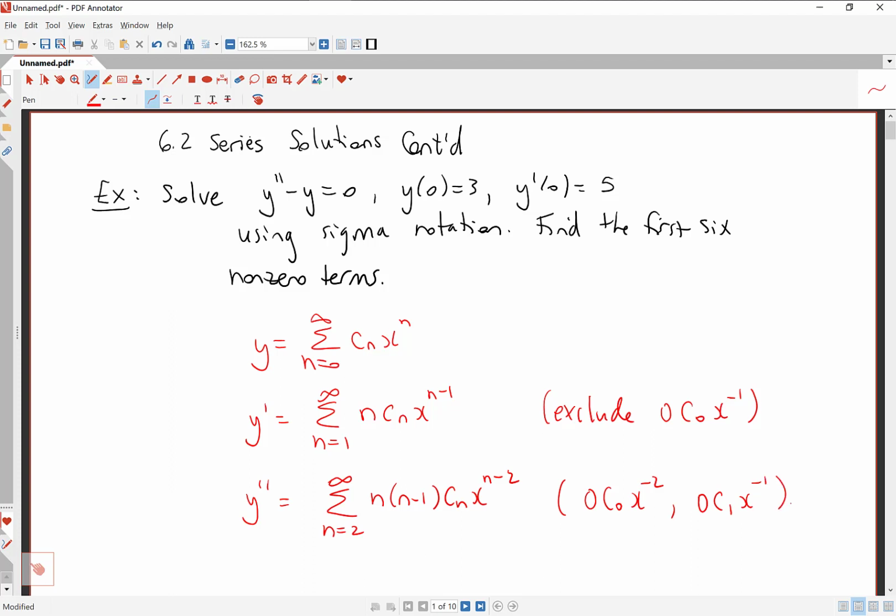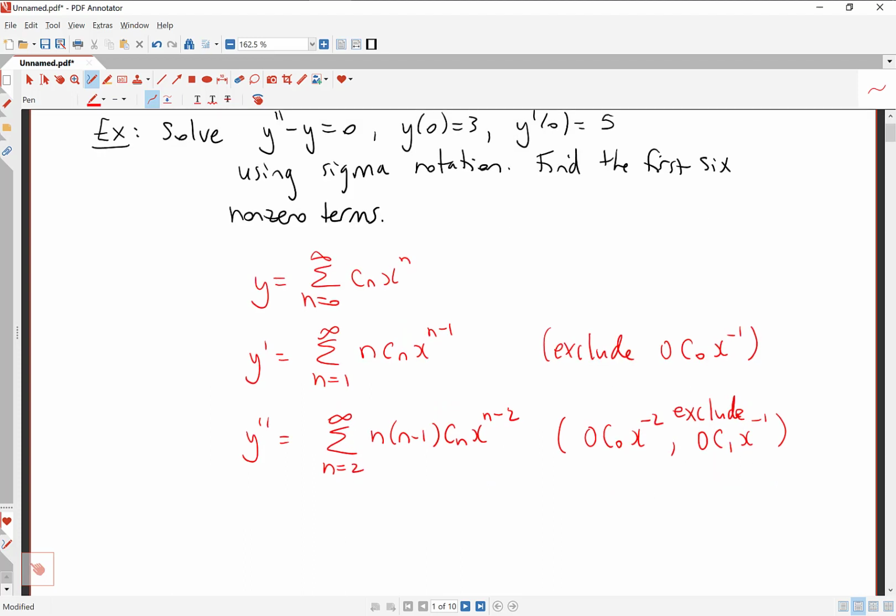So it's valid to exclude those because they are 0, but the motivation for excluding them is that we don't want to put the negative powers into our power series. So let's write down that we're just excluding both those terms, and that's why that series starts at n equals 2. So then let's see what happens if we sub into our DE.